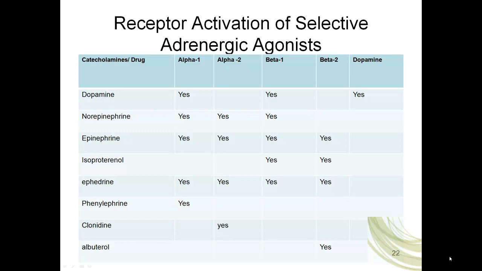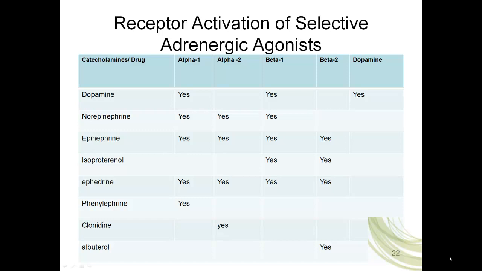Now, this chart is a very good chart. You should start to know it's clinically relevant. I want you to know the actual receptors bound by these neurotransmitters and drugs. Dopamine only binds to alpha-1 and beta-1 and dopamine receptors, and you should know I have taken this chart from the pharmacology textbook used at Saddleback. So you're going to see this again if you take Pharm with us again. So I need you to know this.